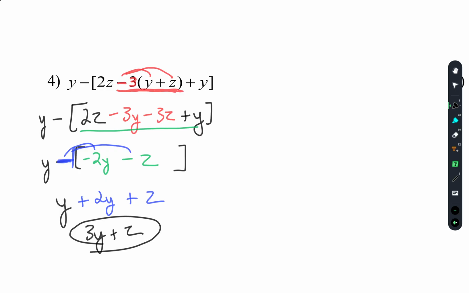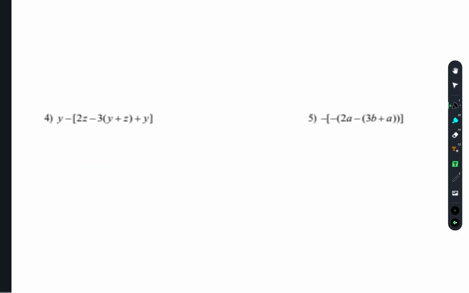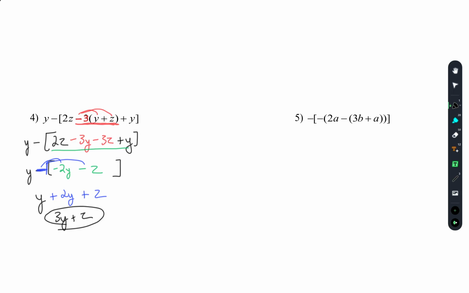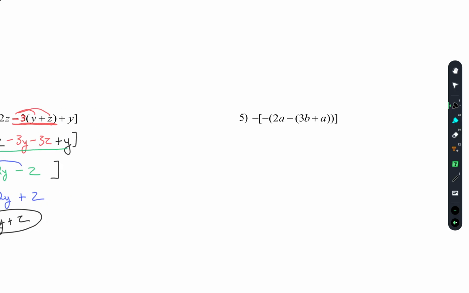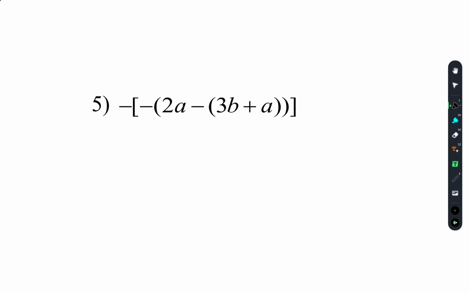So I'd like you to try the next one. It's kind of terrifying with all the minus signs everywhere. It's going to drive you nuts. But see if you can get it right without messing up. Because that is the key for all of it.